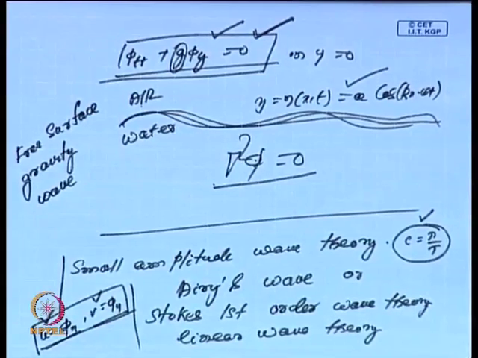With this I will stop here, and in the next class we will illustrate through several examples how for various types of wave, we can get the corresponding velocity potential, and we will be able to determine other constants or other physical phenomena associated with this.